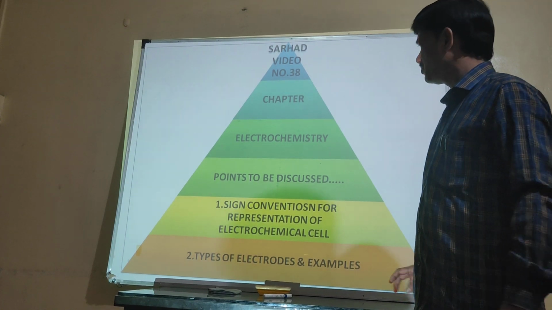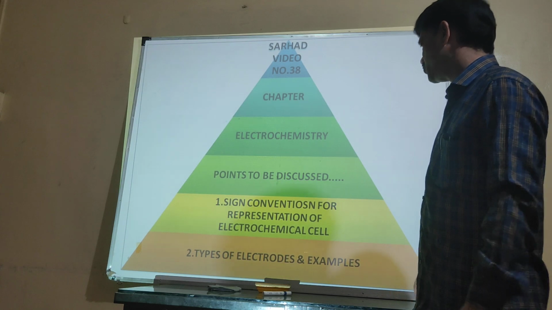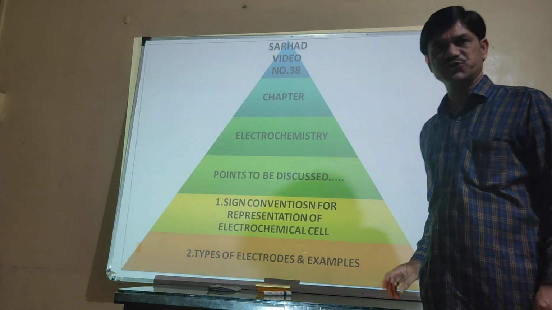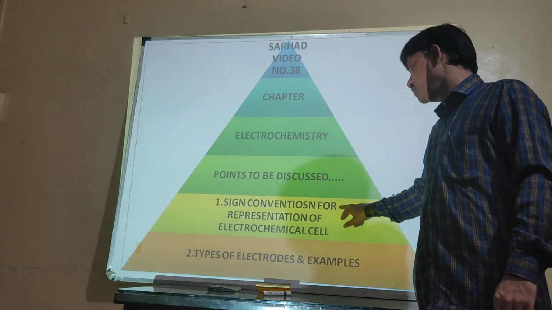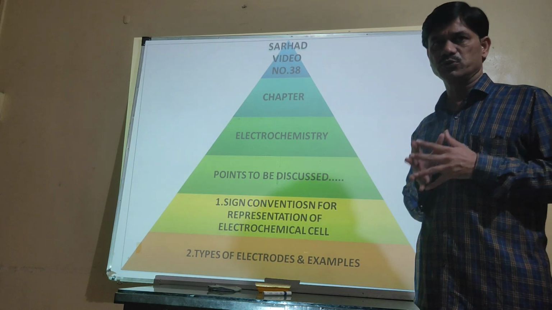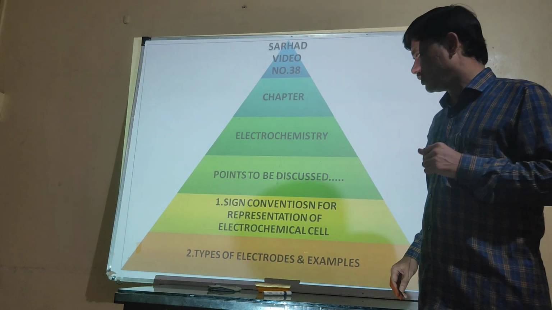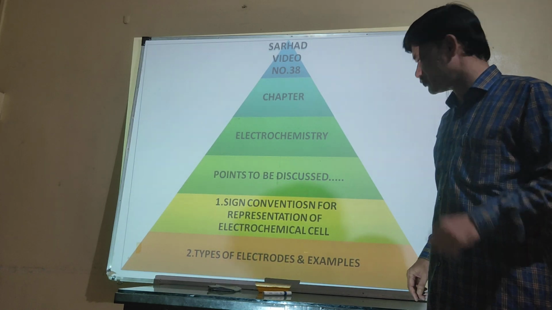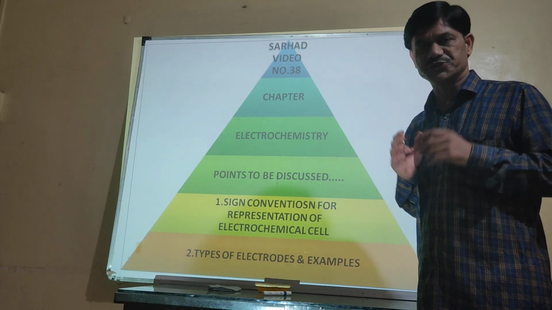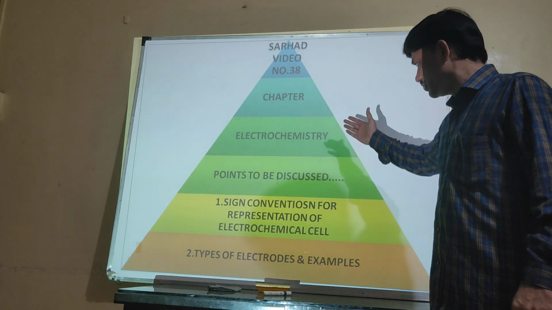So in case of electrochemistry, today we are going to start with the second session, and in today's session we are dealing with discussion of these two important points. What is the first one? What are the sign conventions to represent an electrochemical cell on paper? There are certain rules which we are going to discuss. What is the second point? Depending upon construction, there are different types of electrodes, because throughout this chapter, electrochemistry, we have to discuss different electrodes, different types of cells. So this is today's session.